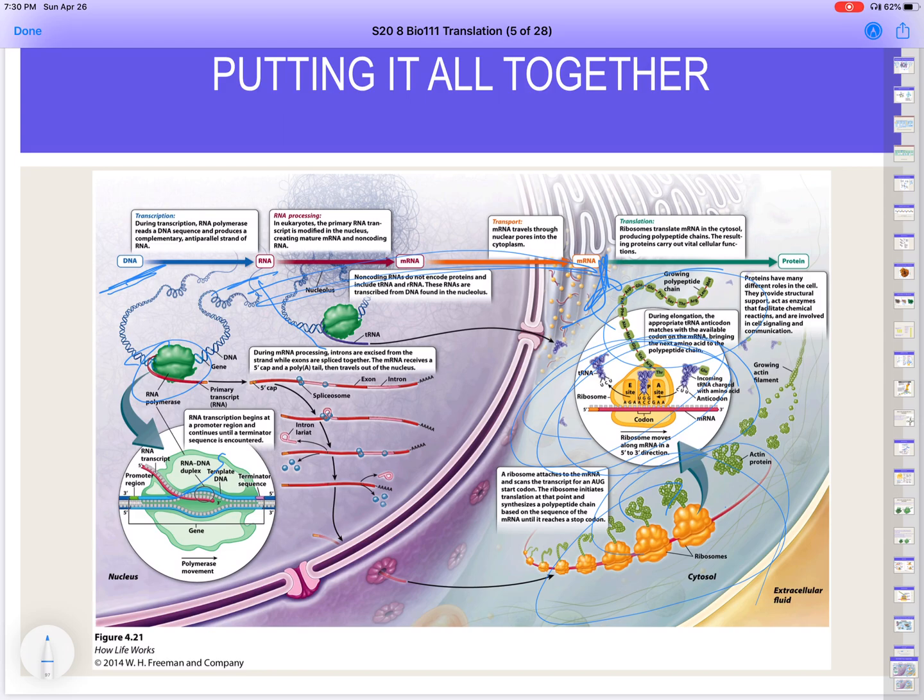DNA transcribed into RNA, RNA translated into proteins. Proteins are the things that actually do the action.